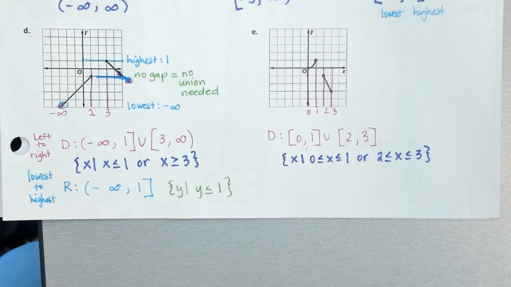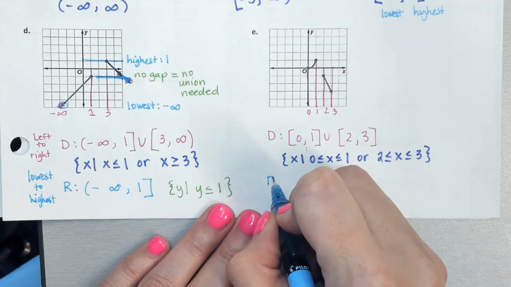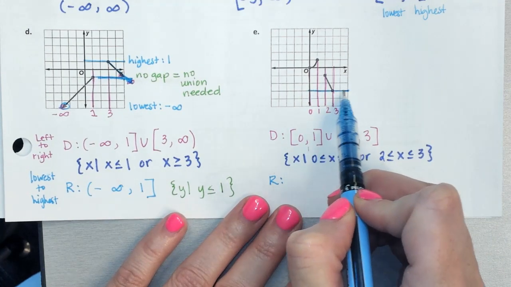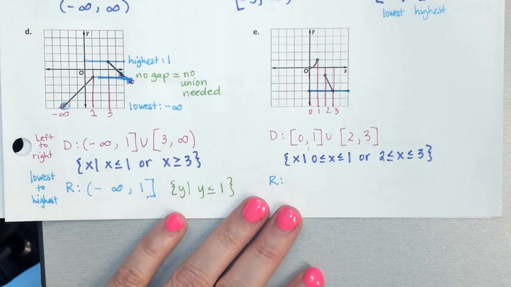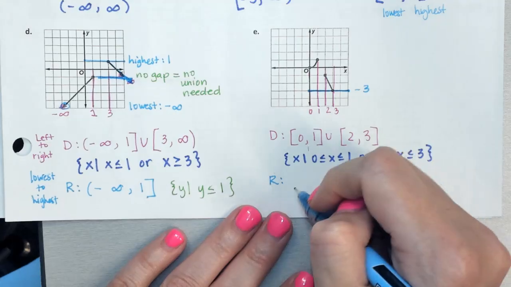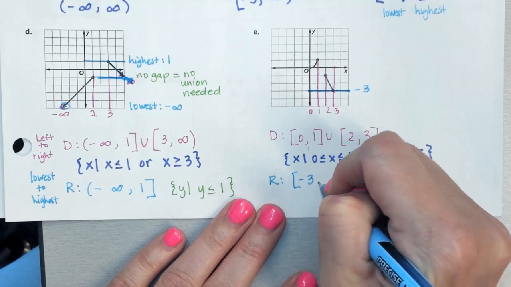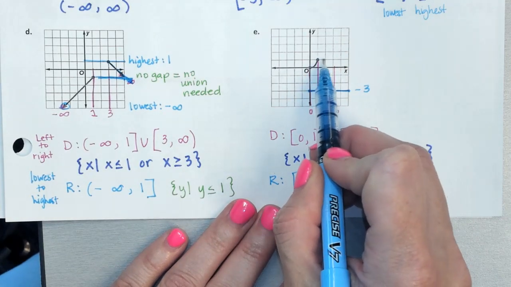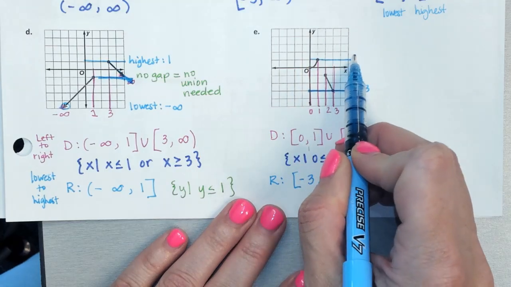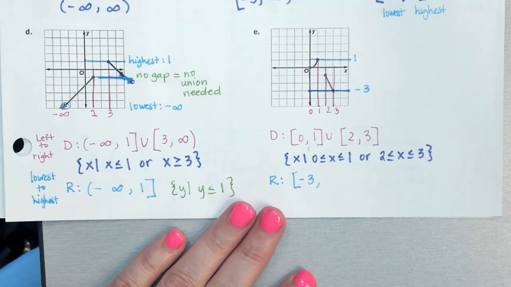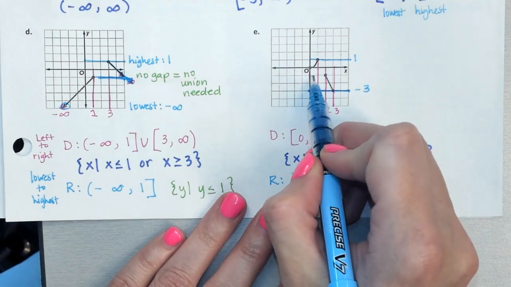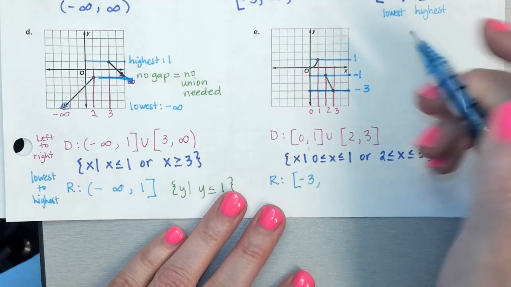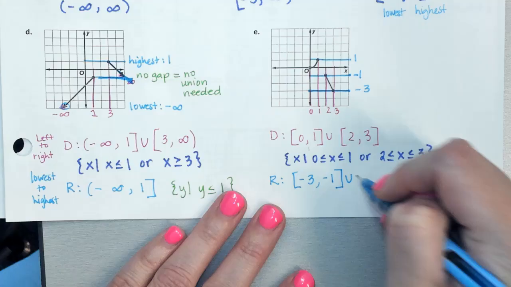Okay, now we switch gears and we do the up and down. Okay, so we're going to start with the lowest. Yep, so the lowest value that we have is -3. Okay, and there's no arrow, so we don't have to worry about the infinity. Now, when you go to the next one, this is your highest value, but do you see how there's a gap in between there? So we have to use a union here. If there's a gap, you're going to use a union. So this goes from -3 to -1. So that's a little trickier.